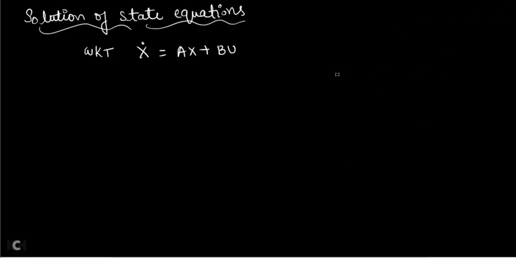So finally, at the end, what is it you need to find? I want the answer for x of t. So this is what I want now. Solution of state equation means this. So now for that, what is the derivation? How to do it? Let us first rearrange it.